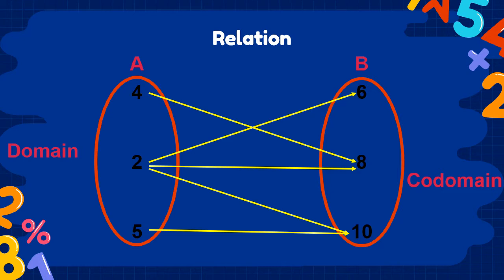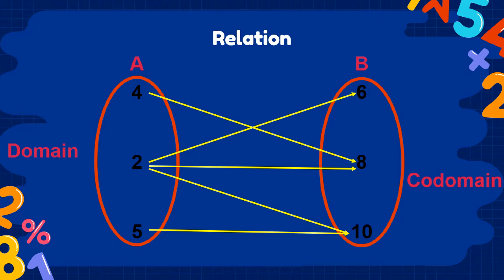So 2 is a factor of 6, 4 is a factor of 8, and so on. This can be conveniently represented by pairs of numbers, for example the ordered pairs (2, 6), (4, 8), and so on. Thus, the set of ordered pairs (4, 8), (2, 6), (2, 8), (2, 10), (5, 10) represents the relation "is a factor of" from set A to set B.